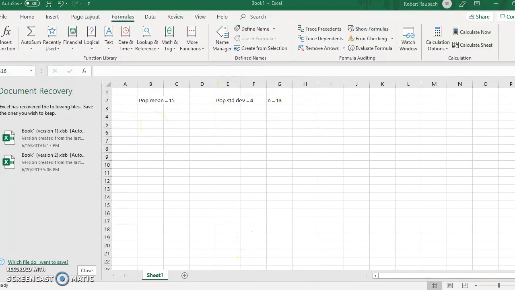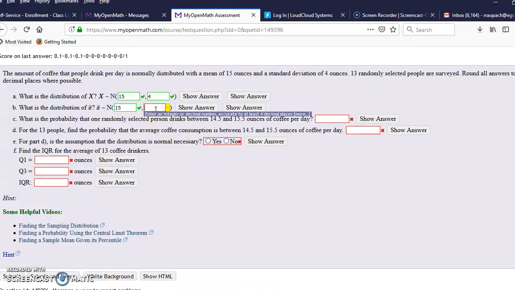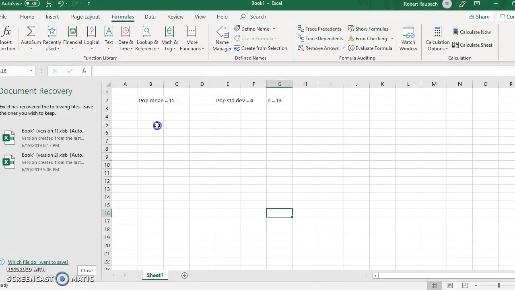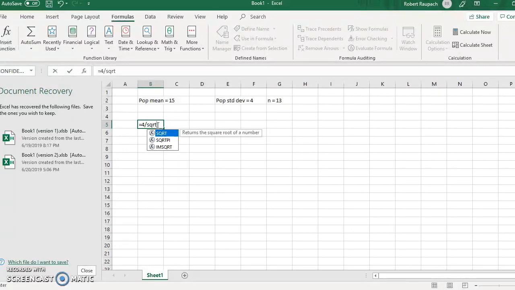The sample standard deviation is the population standard deviation divided by the square root of n, which is 13. Remember, anytime we do a calculation, we do the equal sign. So the population standard deviation is 4 divided by the square root. Start typing in SQRT and it'll pop up. Double click it. SQRT is square root. Type in your n, which is 13. Always close the parenthesis and hit equals.